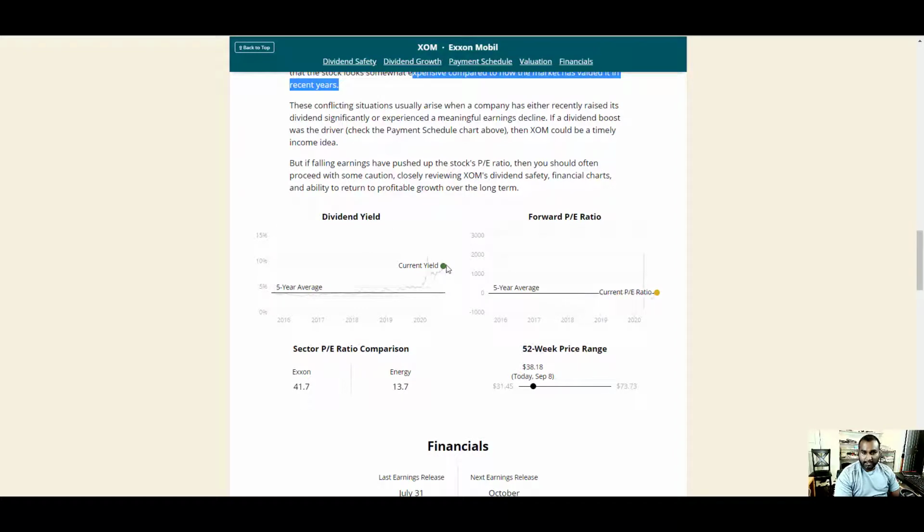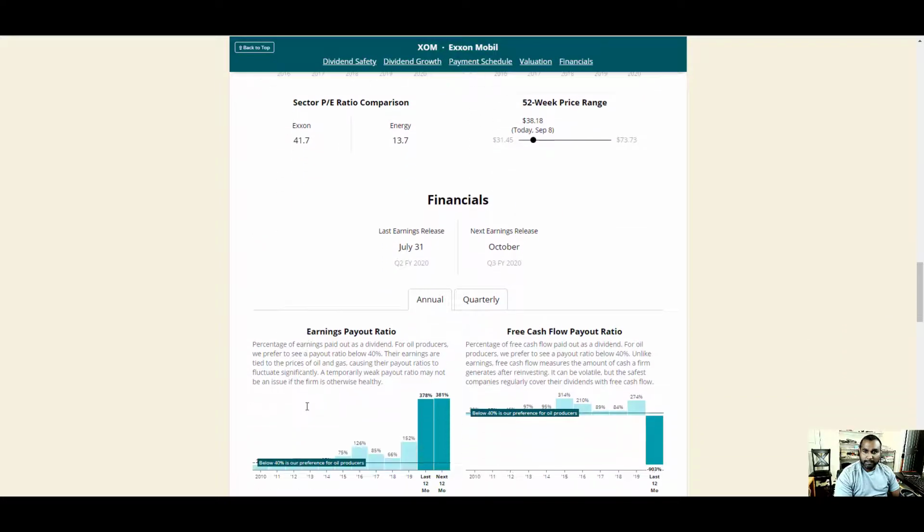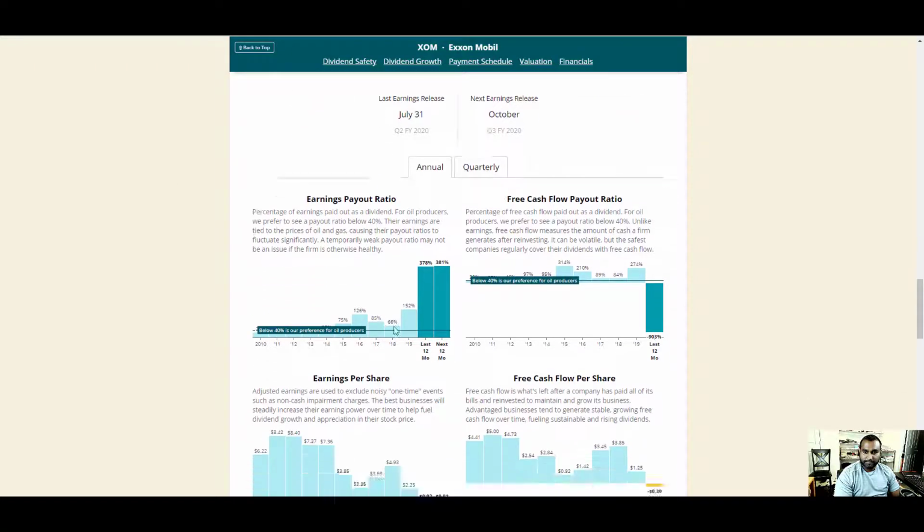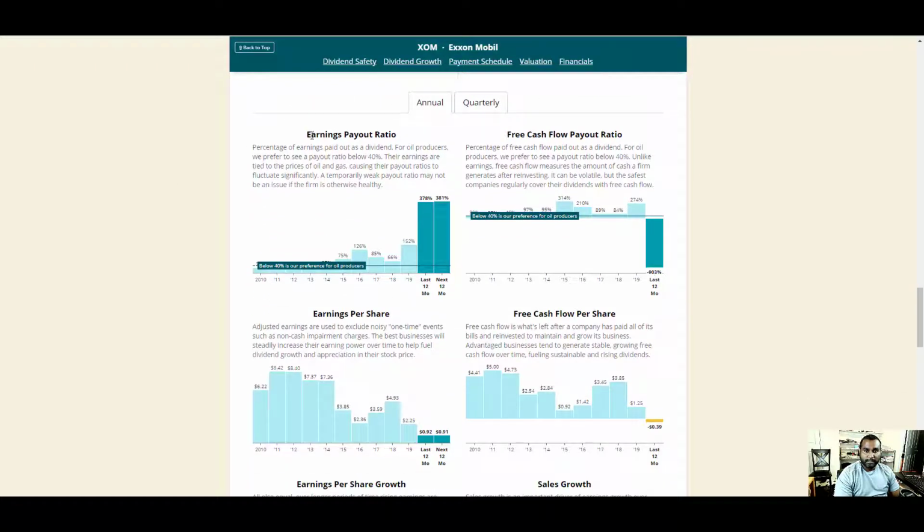Dividend yield right here. Look at this current yield. Forward P/E right here. Okay, 52-week price range: they were $31 lowest, the highest was $73. Energy. Earnings payout ratio. Look at this. 375%. What do you think this means?